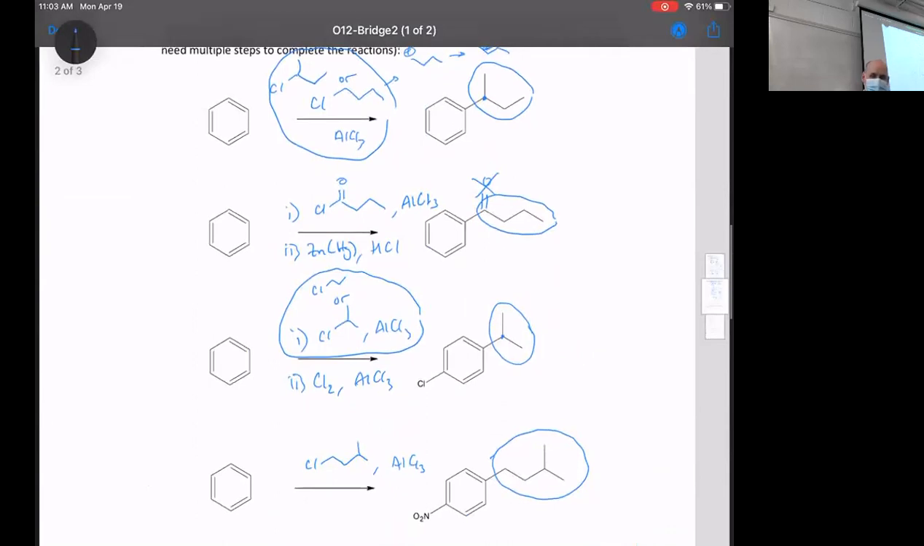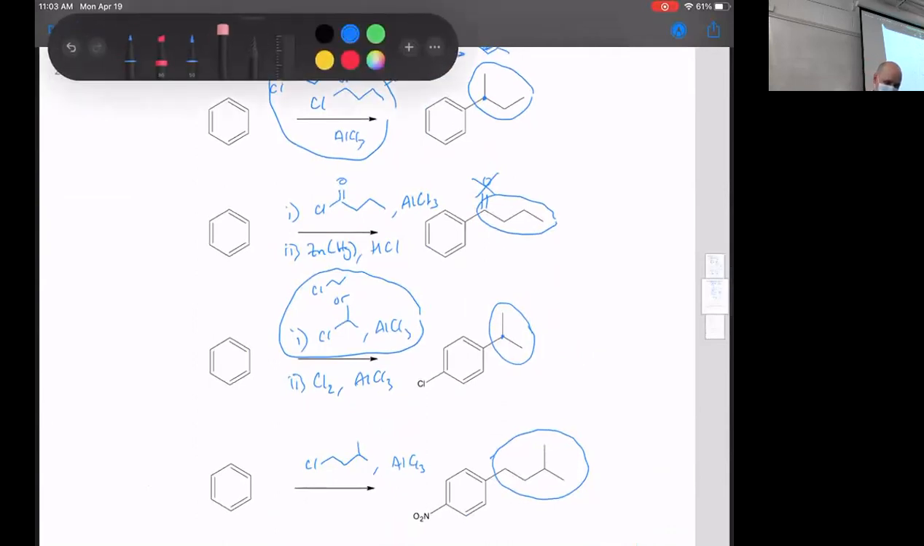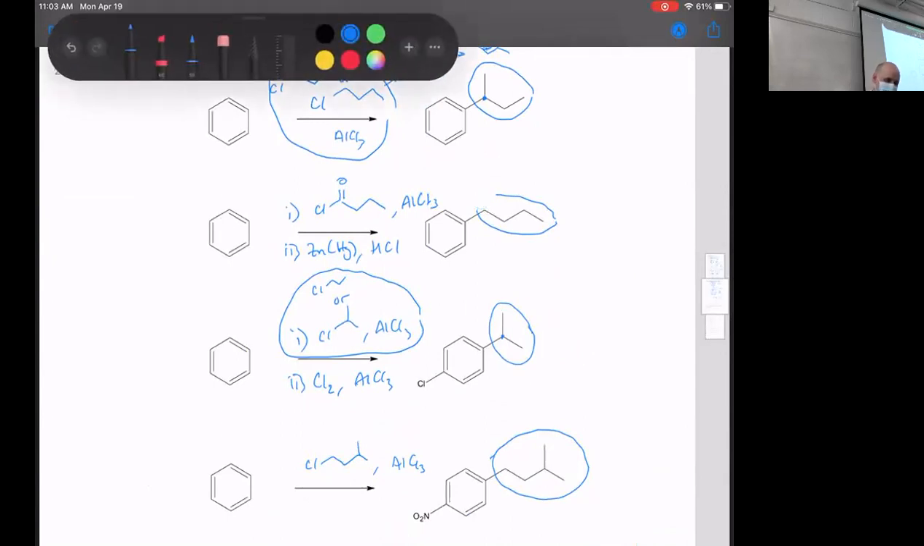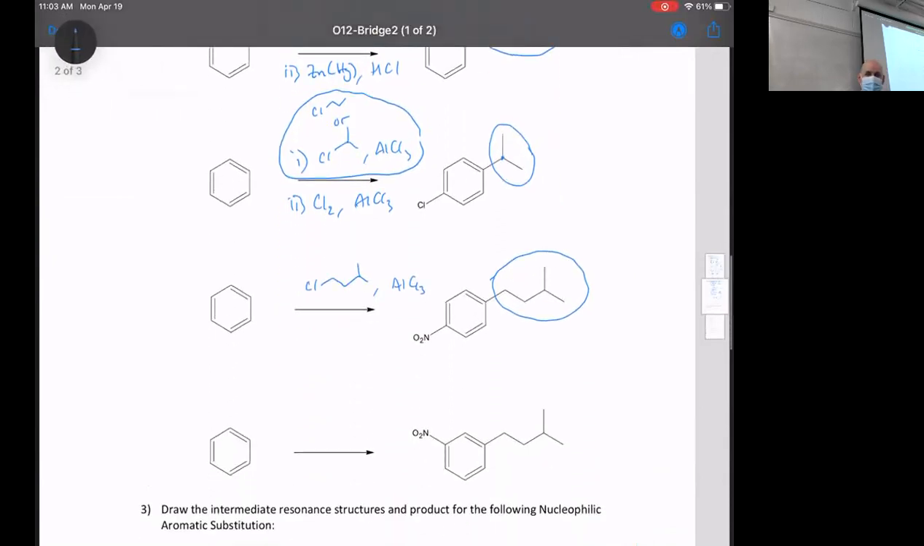If you want to have what looks like a long chain, I'll erase that part up there. You want to have that long chain, you can't just attach this thing as an alkyl group because it would rearrange. So instead, we need to do acylation followed by reduction. And that's true for this one as well. We can't just attach this thing.